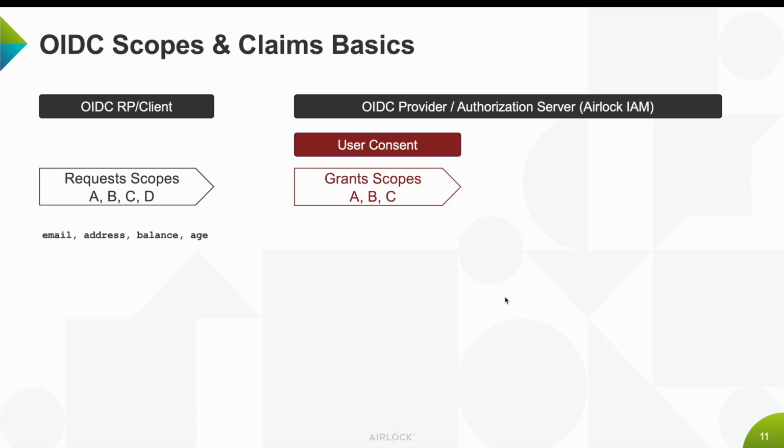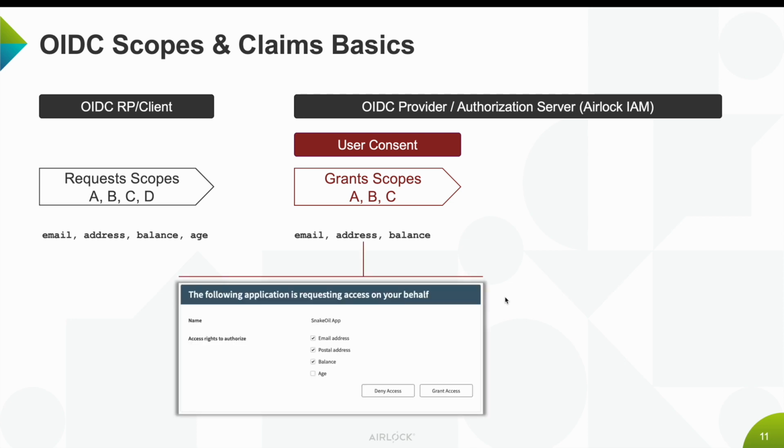Then the user has to log in, and as part of the login, or usually after the login process, the user has to give a consent and grant some scopes. This is typically some kind of screen where the user can tell the system, well, okay, let them see my email address, my postal address, my balance. In this case, I don't want to give away my age.